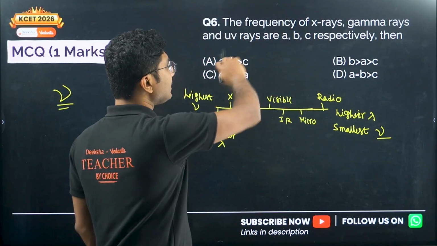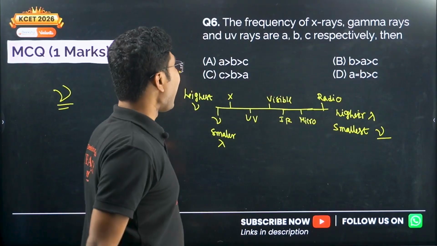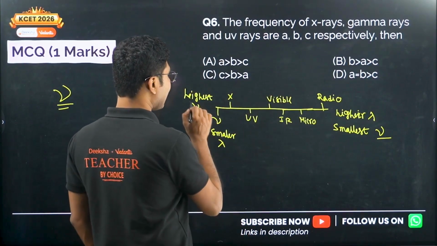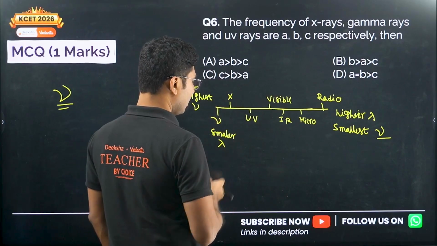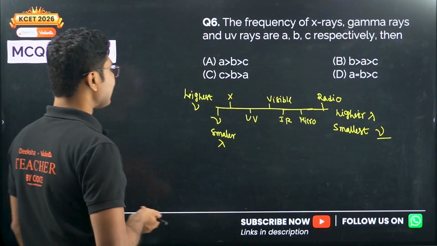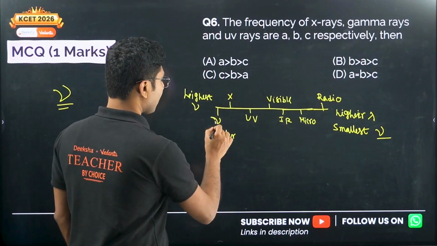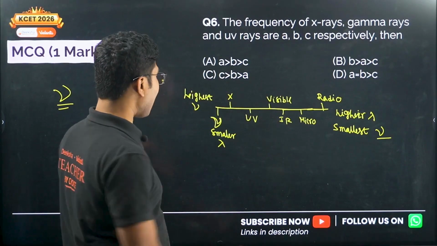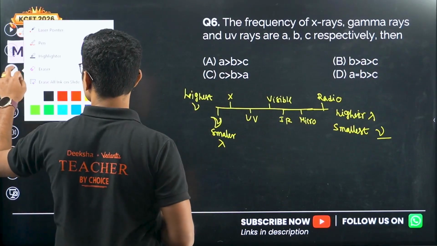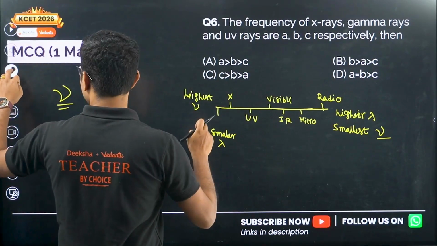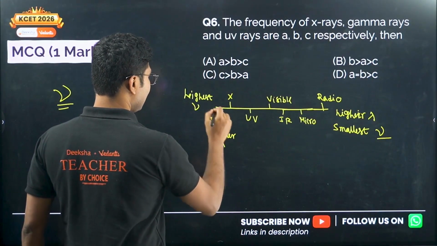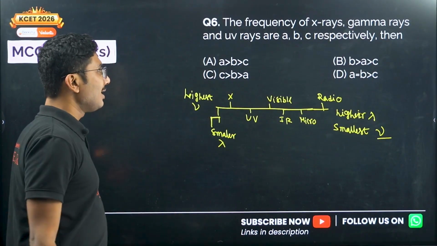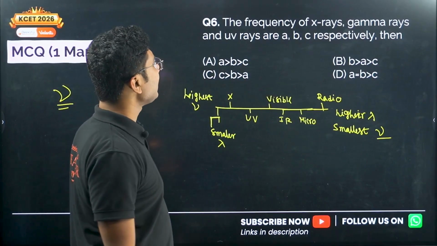So the frequency of gamma ray, X-ray and UV ray. So gamma ray has highest frequency, right? So we can say that gamma and nu symbols are almost appearing same. So let me write gamma ray in capital gamma. So this is the symbol for capital gamma. Okay, so gamma ray have highest frequency.